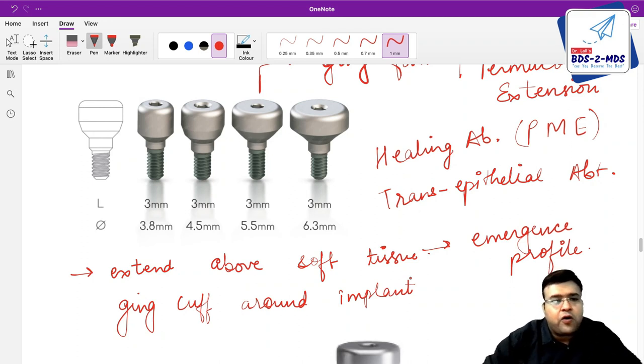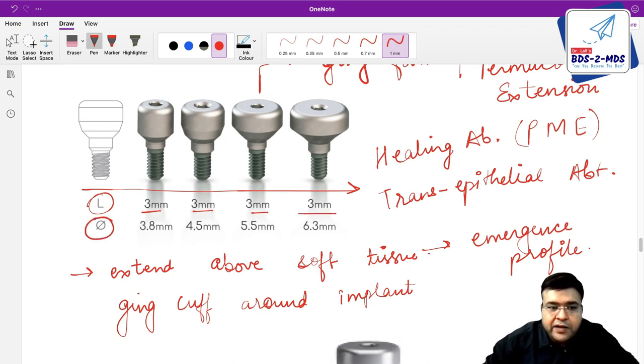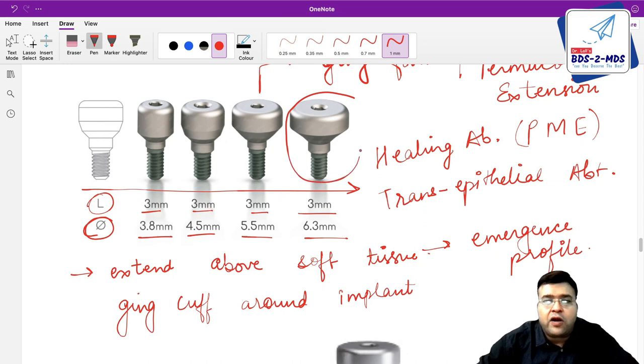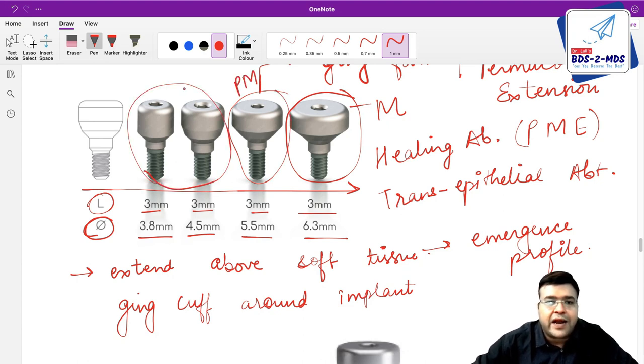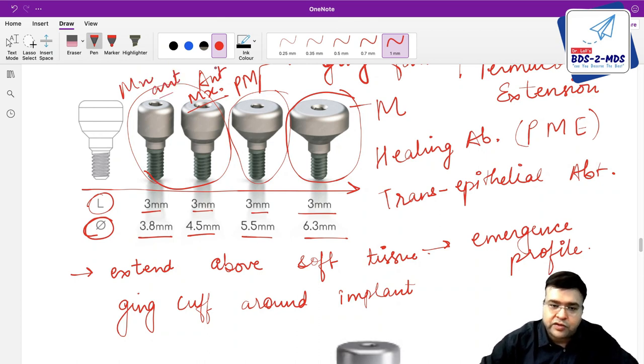What you see here is all these gingival formers in this line, having a length of 3, 3, 3, and 3 millimeters, but the diameter is different: 3.8, 4.5, 5.5, 6.3, right? This is from one specific company. Every company gives their own sizes. So the wider healing collar is used for molars, slightly less than that can be used for premolars, and these can be used for anteriors, where the broader one is for the maxillary anterior and the other one is for the mandibular anterior zone.